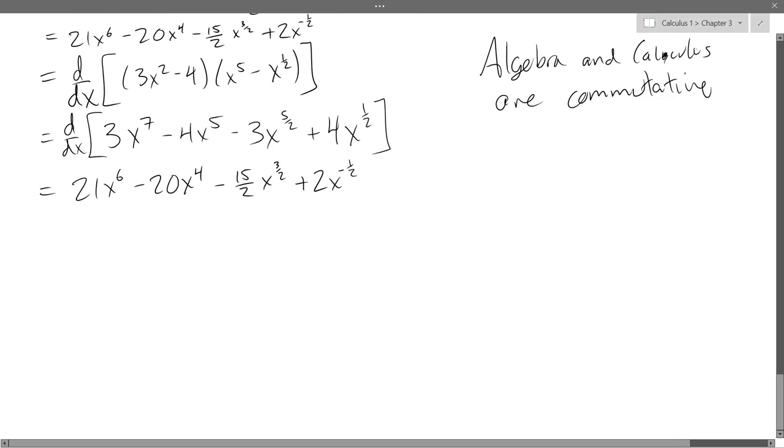All right. Oh, quotient rule. We're not going to do a proof of the quotient rule. So this one will be because I said so.